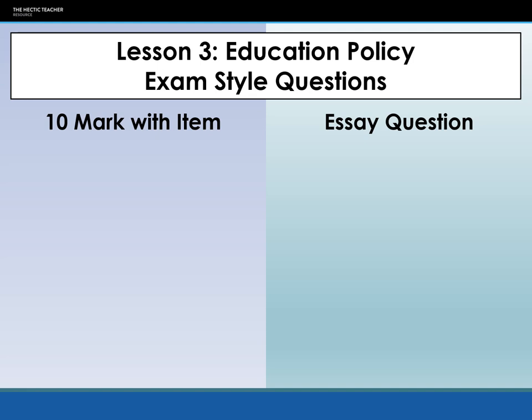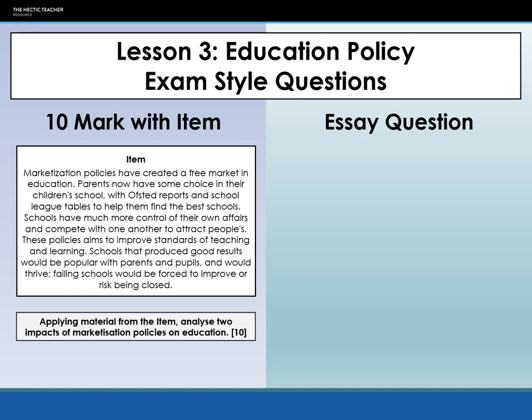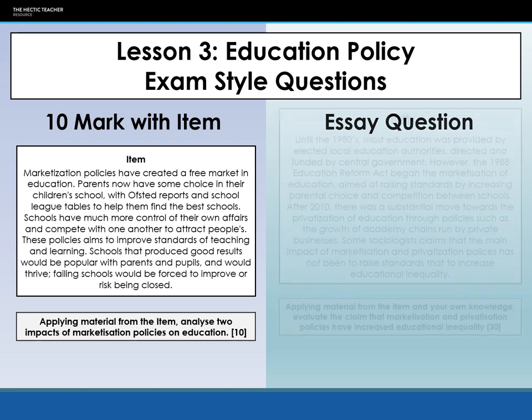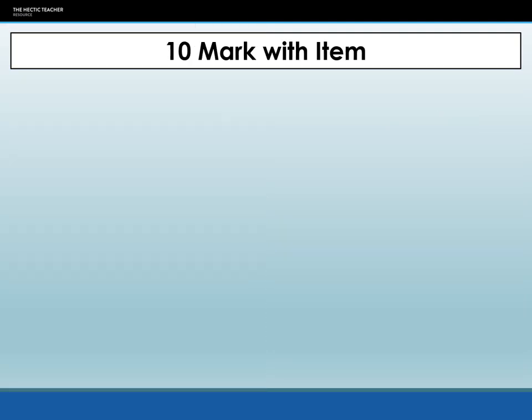In this lesson, I'm going to be taking you through the two exam style questions for the education policy topic. We're going to be looking at a 10 marker, which will focus on the impacts of global marketization. And then we will look at a 30 marker, which will evaluate the marketisation and privatisation policies in terms of equality of education. So we'll start off with the 10 marker with item.